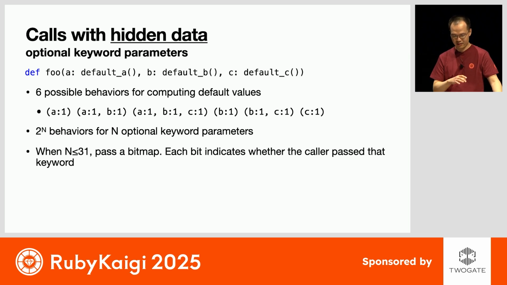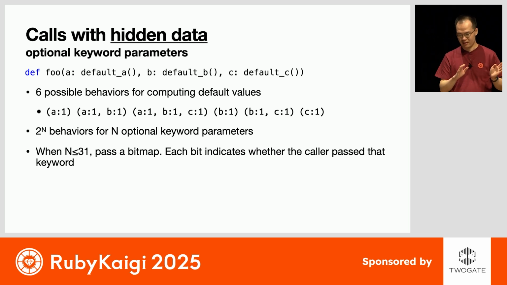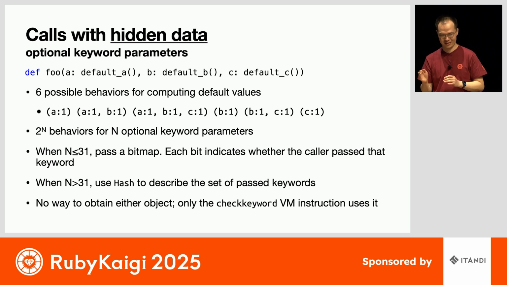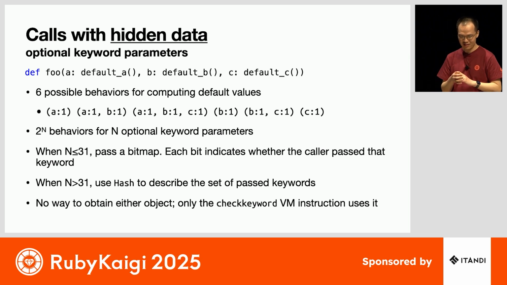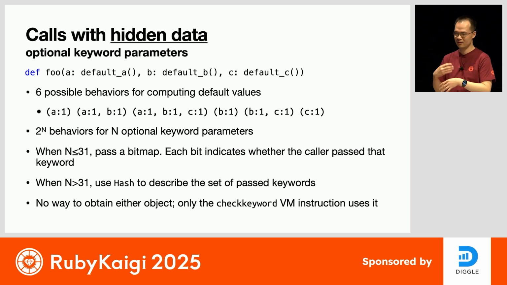The magic number is 31 at the moment, but the point is, a lot of the time, the VM passes a hidden integer for optionals. If the callee has too many optional keyword parameters, we use a hash as a fallback. But in any case, there's no way to directly get the integer or the hash, so it's hidden. It's set up as part of the call before running anything in the callee, and the callee then refers to that to figure out which default computation it needs to run.